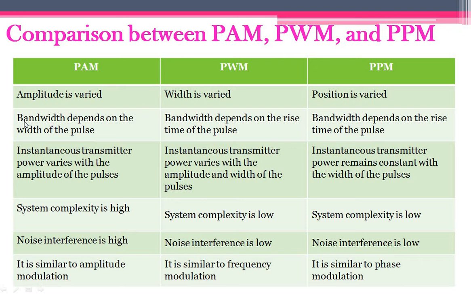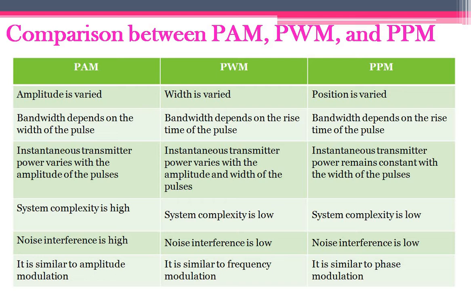In PAM again, bandwidth depends upon the width of the pulses, yes or no? Because you are not using a continuous carrier signal, right? We are using the pulse train, so the bandwidth depends upon the width of the pulses. In PWM, bandwidth also depends upon the rise time of the pulses, because here the width will be changing. In PPM also the same, because as PWM is the reference signal for PPM, of course your bandwidth depends upon the rise time of your pulses.